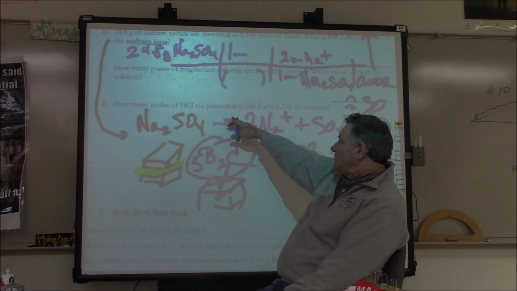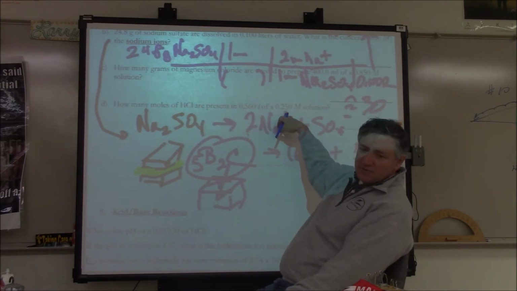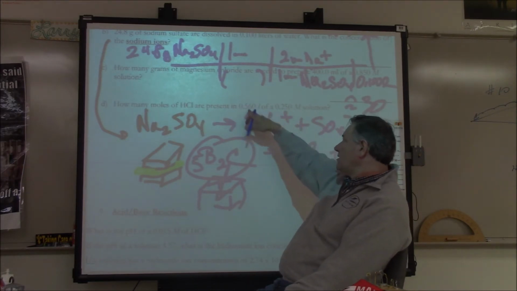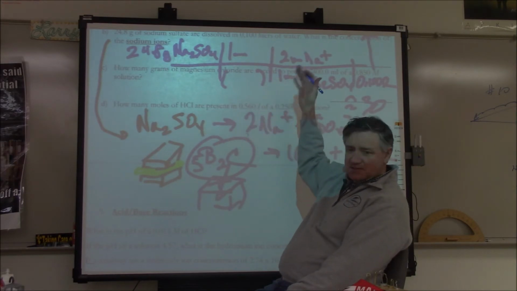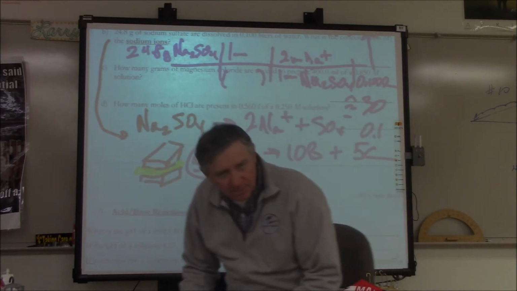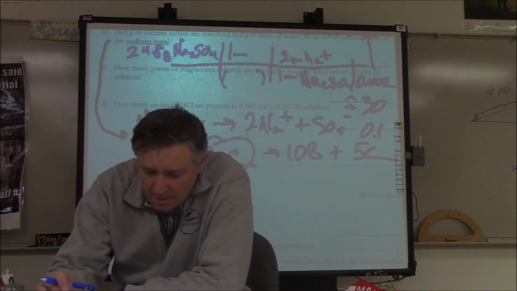This is the simplest one. You just want to know the number of moles. All you have to do is take 0.25 molar, which is moles per liter, and multiply that by the volume in liters. The liters cancel out, boom, you get moles. Easy peasy.